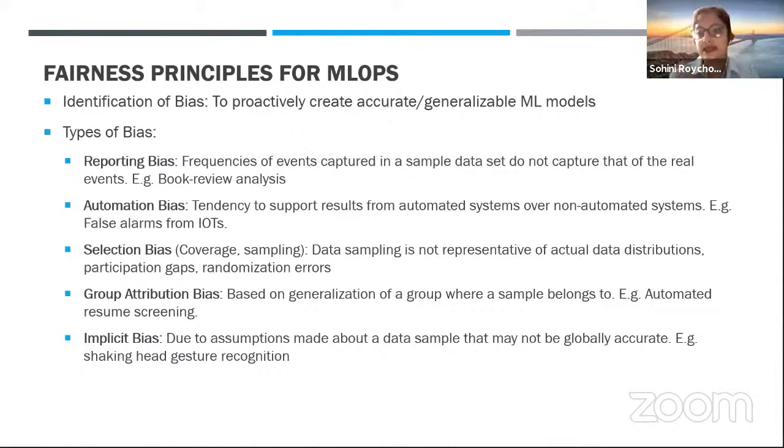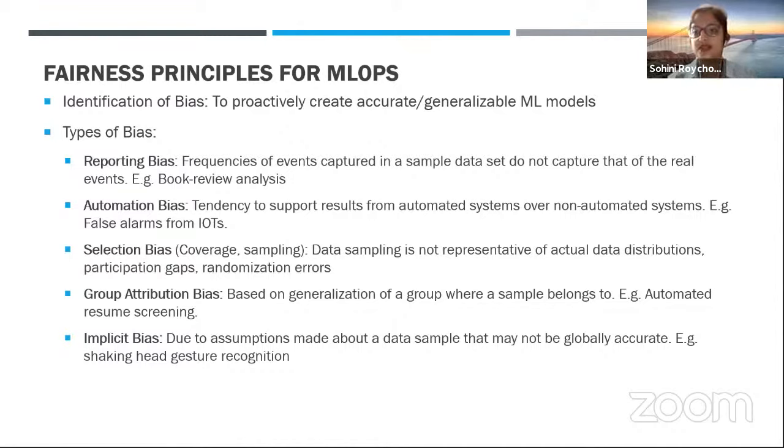You are, but then the automated system has automatically learned that this is not a good match. These could be some group attribution biases that sometimes need to be taken care of, so that they do not translate into something detrimental. And finally, there is implicit bias, due to assumptions made about the data that just may not be accurate.